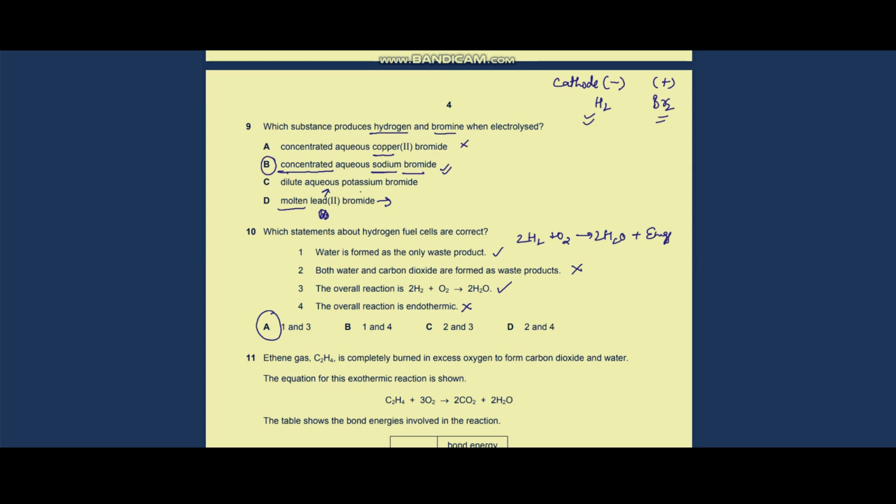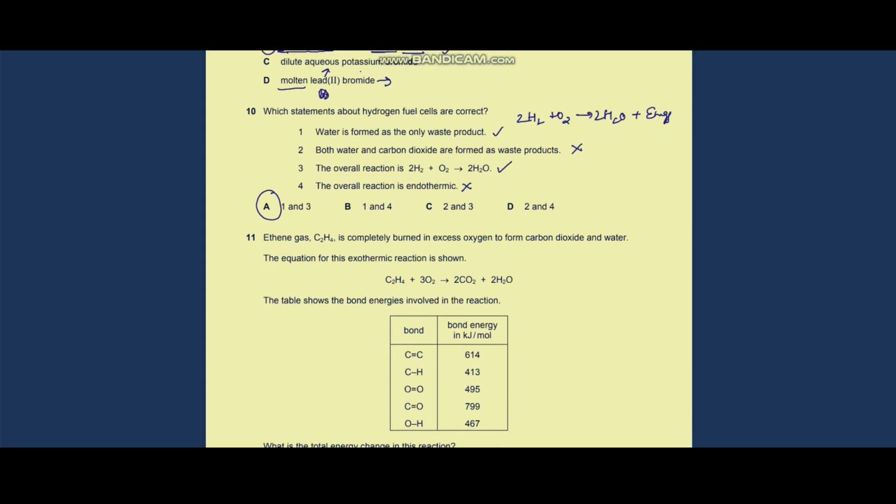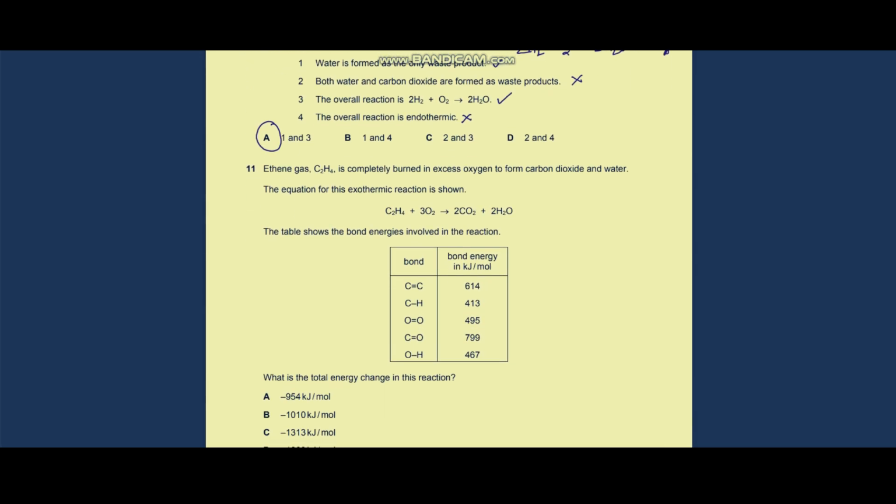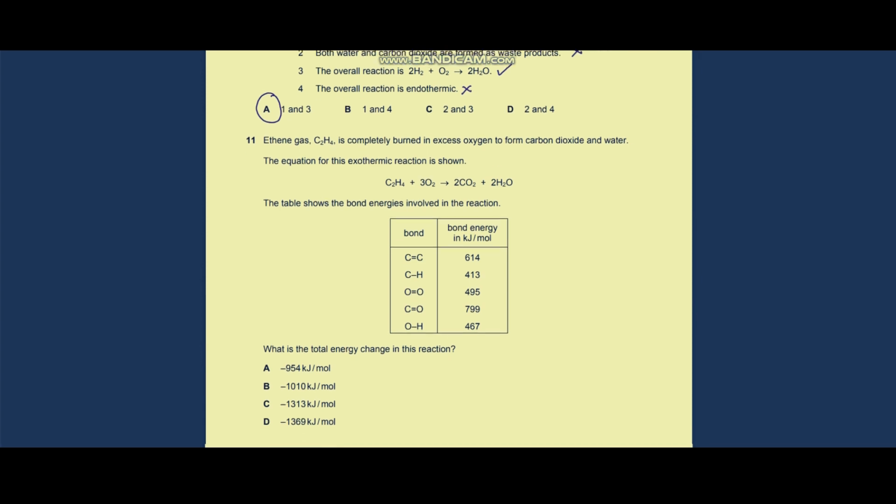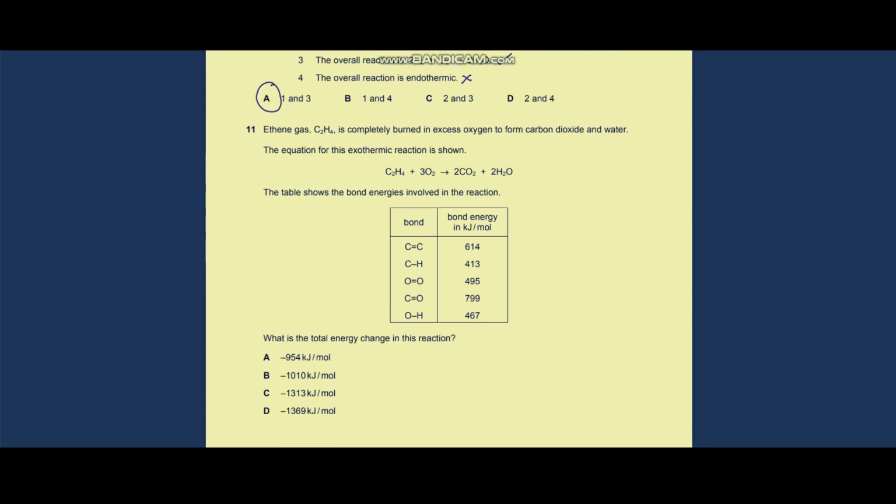Moving to the 11th one, ethene gas C2H4 is completely burned in excess oxygen to form carbon dioxide and water. The equation for this exothermic reaction is shown. The table shows the bond energies involved in the reaction. What is the total energy change of the reaction?